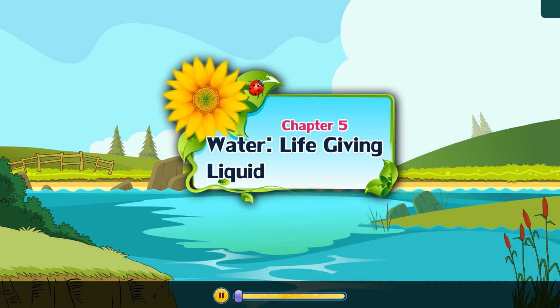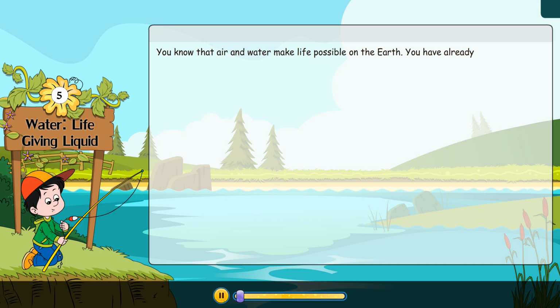Chapter 5: Water, Life-Giving Liquid. You know that air and water make life possible on the earth. You have already studied about air in the previous chapters. Let's study about water now.